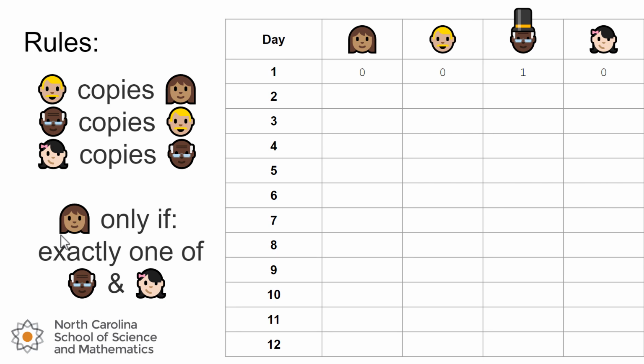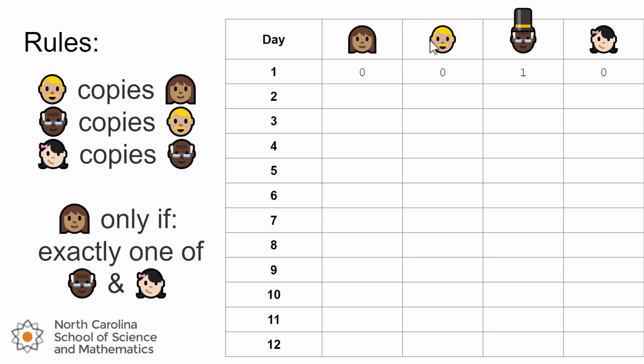And we're going to keep track in our table whether people are wearing hats or not with ones and zeros. So since he's the only person who's wearing a hat, we'll put a 1 in that row, and everybody else will have a 0. And if we try and predict what's going to happen on day 2, we can look at the rules and kind of sort that out.